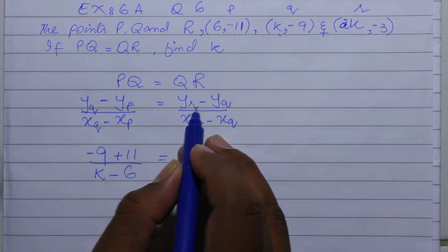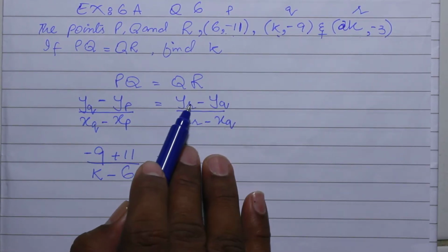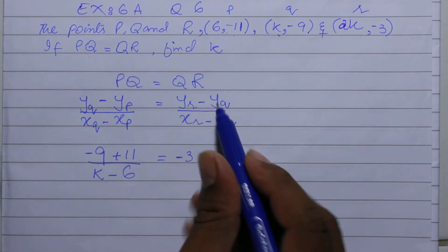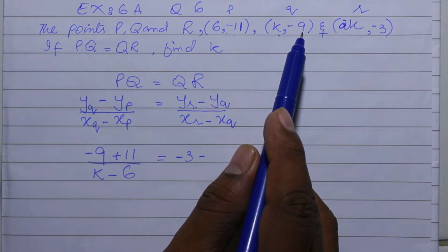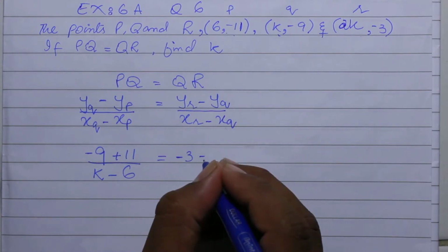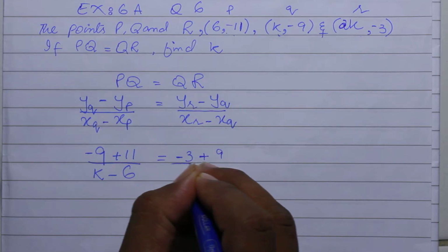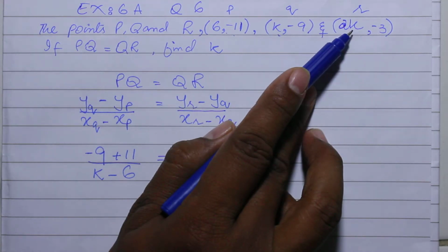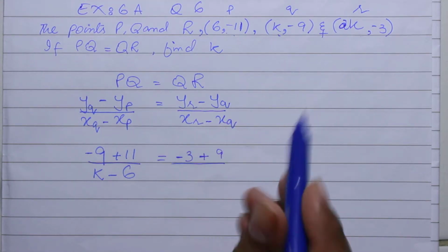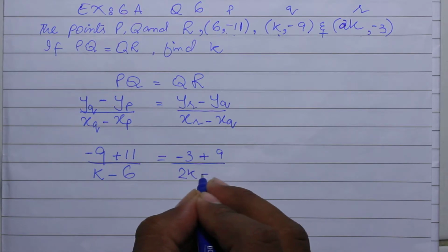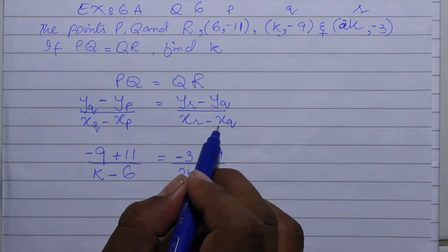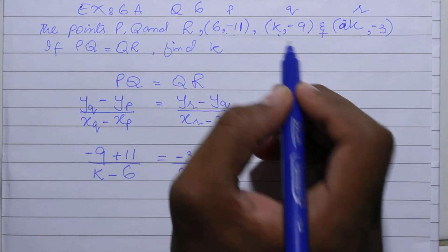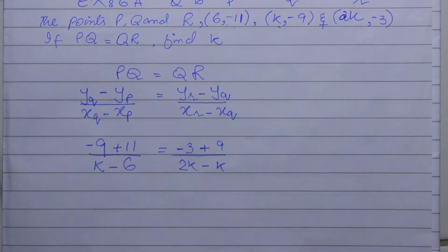Then for R, the y coordinate of R is -3, minus the y coordinate of Q, which is -9, so it will be minus minus plus 9. In the denominator I take the x coordinate of R, which is 2k, minus the x coordinate of Q, which is k. So now I have to do the solution.